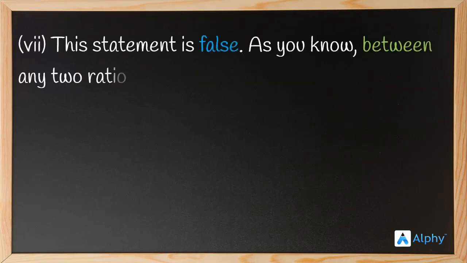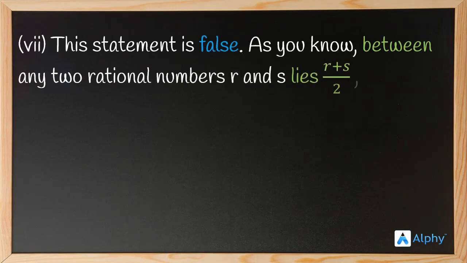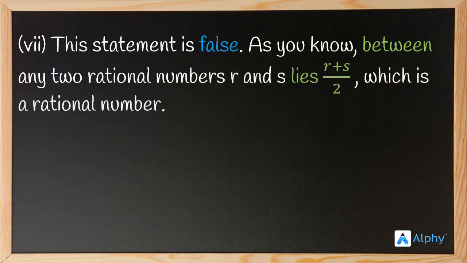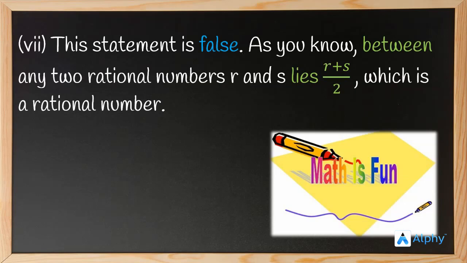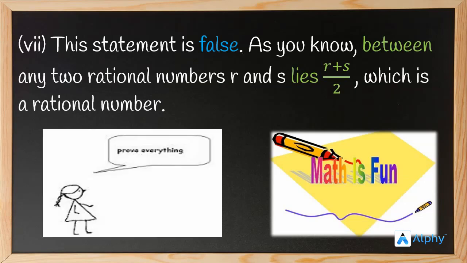As you know, between any two rational numbers, r and s, lies (r plus s) by 2, which is a rational number. So the statement for this part was that between any two rational numbers, there is no rational number. But we know that between two rational numbers, r and s, (r plus s) by 2 lies, and that is also a rational number, and hence the given statement was false. So this is how we have explained this particular question part by part, and I hope that you understood what I explained to you.